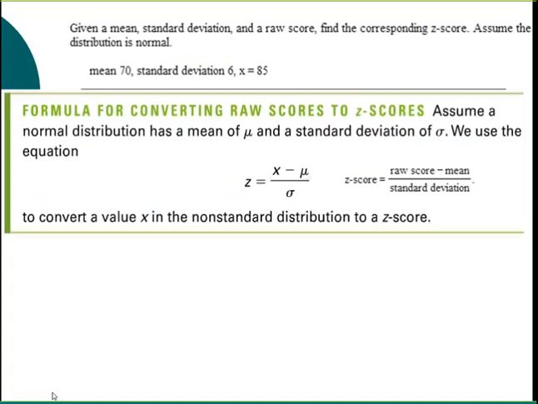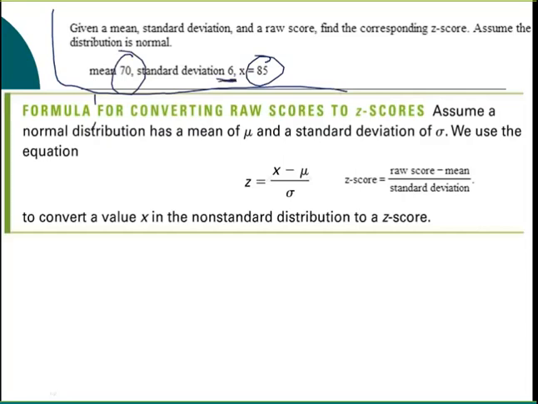Okay. So, formula for converting raw scores into z-scores. We're going to be given problems like this. It's going to exactly list your information like that. It says given a mean, a standard deviation, and a raw score, find the corresponding z-score. The raw score is in your data set, like here, the 85. It's one of the numbers that's actually in the data set. The mean is the mean that you would have found, and the standard deviation is what you would have found doing the work that we did in the last lesson.